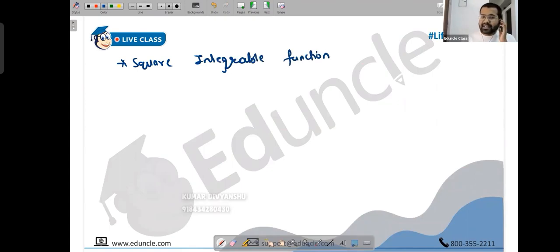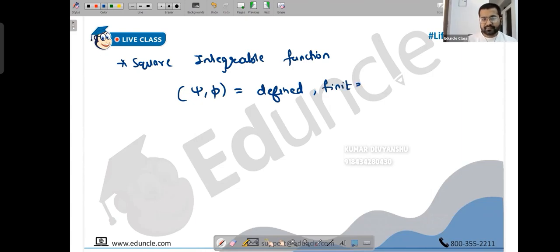So that is nothing but basically when the scalar product of two vectors in a linear vector space is defined. If that happens, then you can say that the function is square integrable. That's it. What did I say? A square integrable function is basically when the scalar product of two vectors is defined. Okay, it is finite.